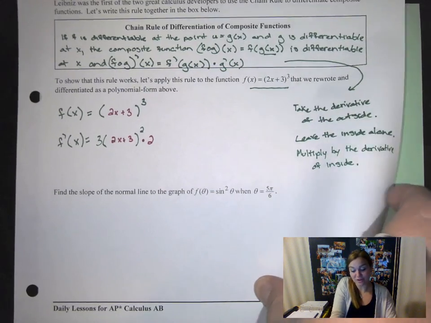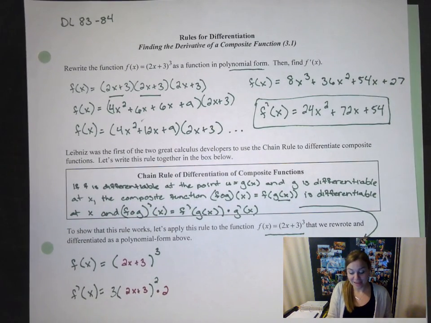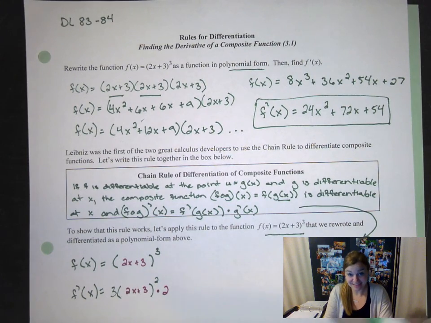So none of this work from up here. And there's sometimes where you can't even do the work from up there. It might not be a polynomial. And you'll see that in the next one. But that's it. This is all we have to do.